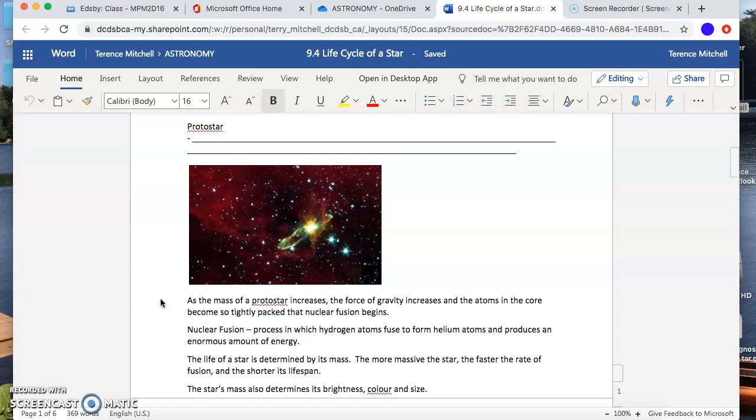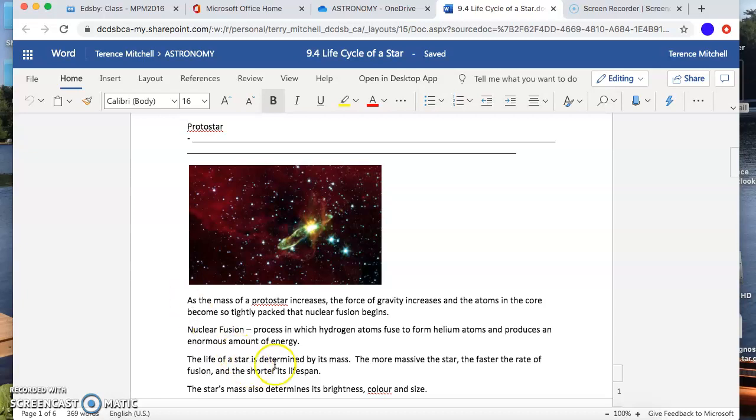Now, what determines how long our sun has to live is basically how much hydrogen it has. Once all the hydrogen has fused with itself and formed helium, we are looking at the end of our sun. As I said, right now we still have 75% of our hydrogen going through this process.